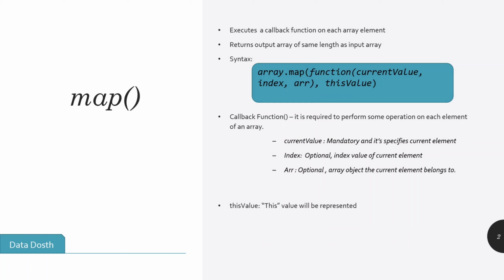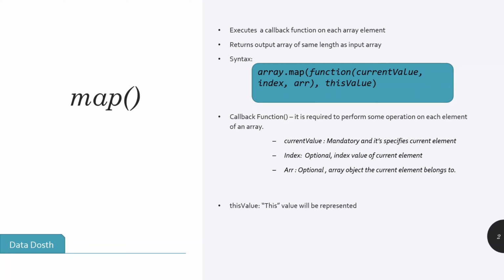The map function executes a callback function on each element of an array and returns a new array with the same length. Let's look at the syntax. In this syntax, the callback function is required and it will perform some action on each element and return a new value.